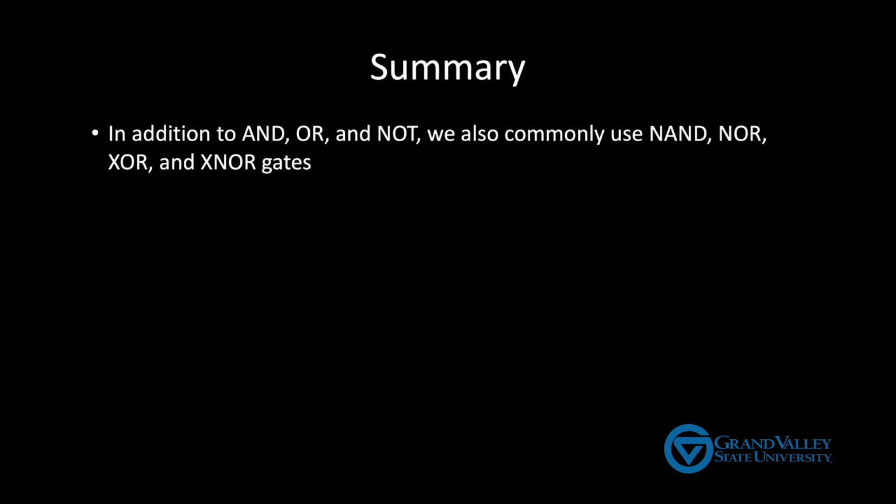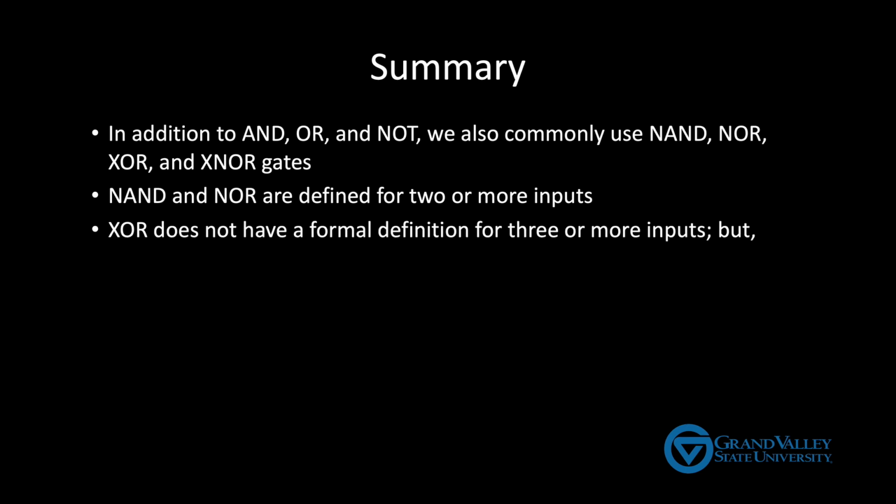All right, so let's summarize. In addition to the common intuitive AND or NOT gates, you'll also frequently see NAND, NOR, XOR, and XNOR gates in circuit diagrams. NAND and NOR are not only defined for 2 inputs, but are defined for any number of inputs in more or less the obvious way. However, XOR doesn't have a standard formal definition given 3 or more inputs. However, in most cases, if you see an XOR gate with 3 or more inputs, it'll be interpreted as an odd parity gate. But that's not always the case, so you should double check.